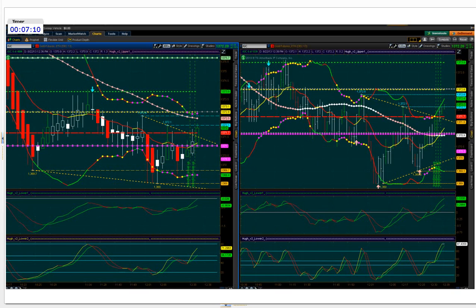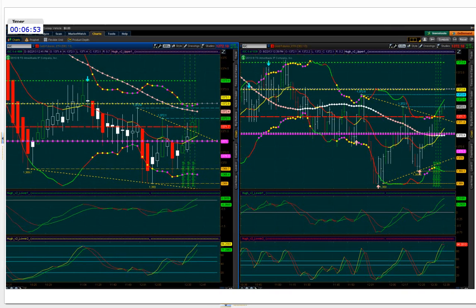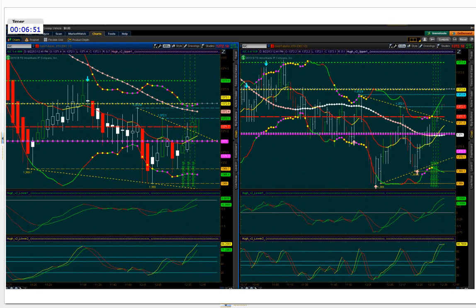Yen futures, they've been good, huh? Man, it's just sitting right there on that pivot high extension.